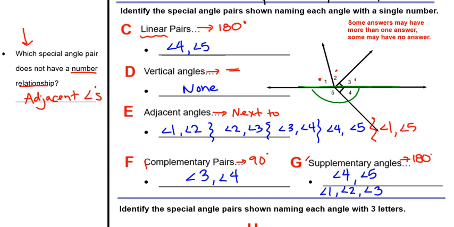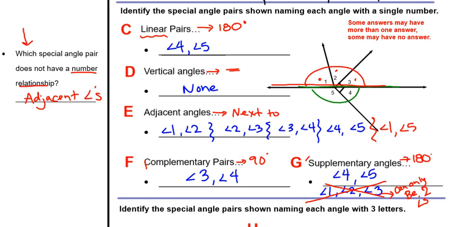Can those three angles be supplementary? Well, the first question is, do they make a straight line? And they do. But remember that supplementary can only be two angles. So I'm going to make a note here: can only be two angles. So we're going to take out angle 1, 2, 3 and just leave it at 4 and 5.